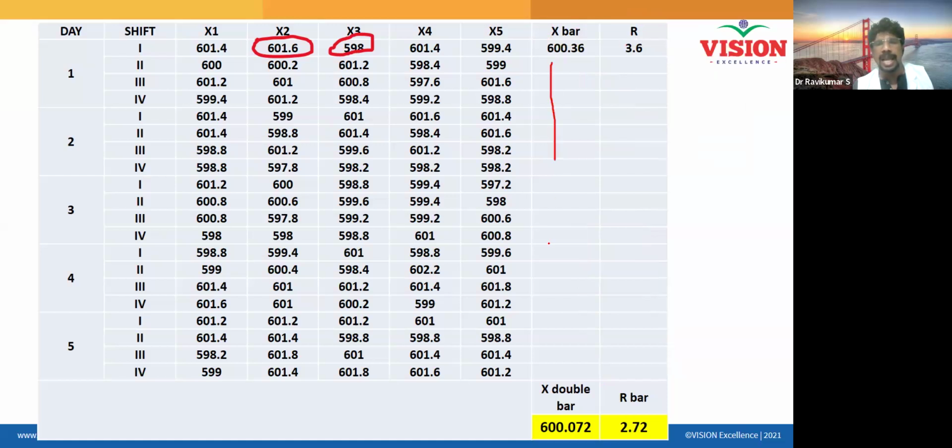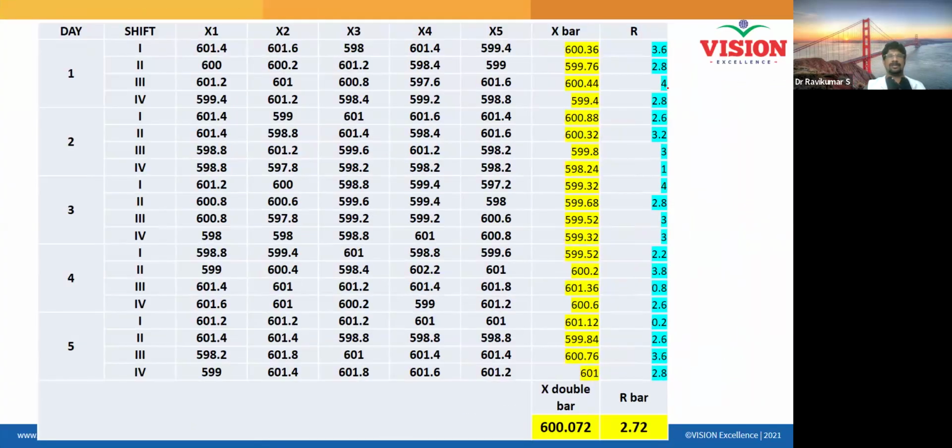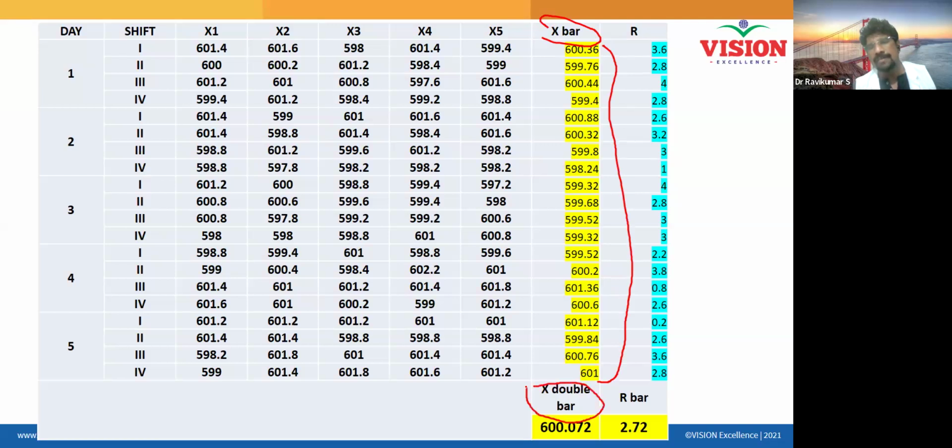So you have to calculate the average for all the 20 samples, and you have to calculate the difference between the highest and lowest value in the sample for all the 20 samples. Once you have done that, you can calculate the average of averages. We have 20 averages from 20 time samples. Then you calculate the average of the average, it becomes X double bar.